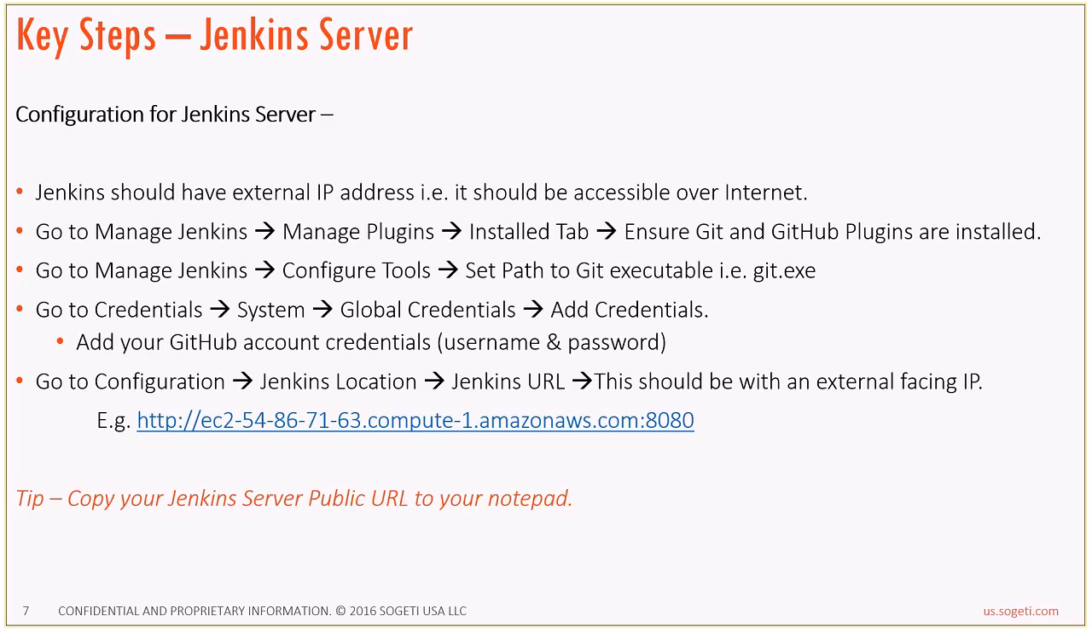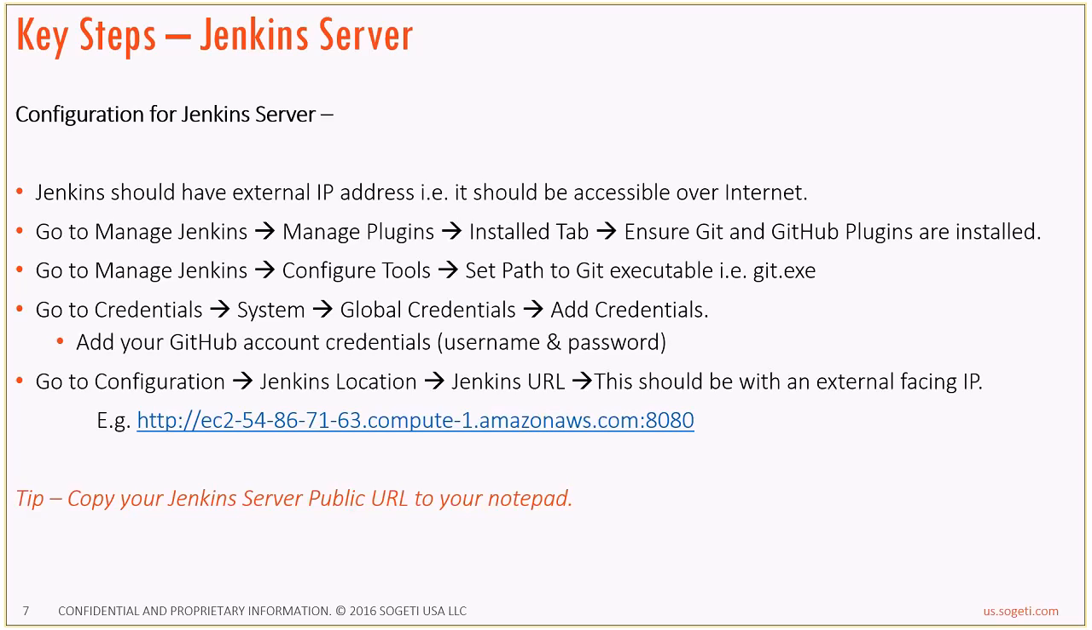correctly. The fourth step over here is to create some credentials. These credentials are the credentials that you would use to connect to your GitHub account. So you can go to Credentials, System, Global Credentials, and add credentials over there by specifying your username and password. And the last point over here is basically configuring our external URL for our Jenkins server. And in order to do that, you can go to Configuration, Jenkins Location, and under that, go to Jenkins URL, and then specify an external facing Jenkins URL.